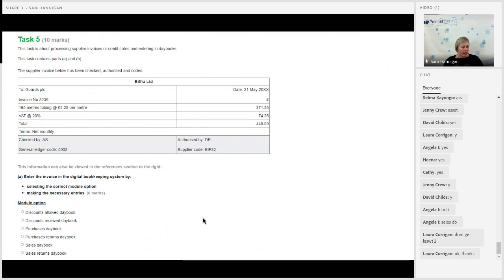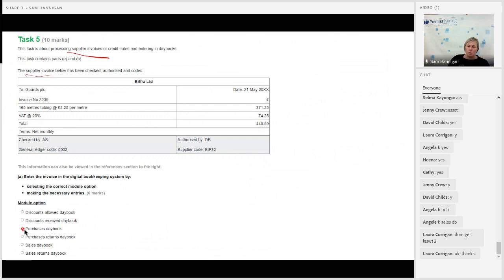Then we've got task 5. Another 10 marker. This one's saying you're processing a supplier invoice or a credit note, and it's come from a supplier. The supplier invoice below has been checked and authorised. Which day book are you going to post it to? Because it's a supplier invoice, it's got to be purchases day book. If it said a supplier credit note, it'd be purchase returns day book.